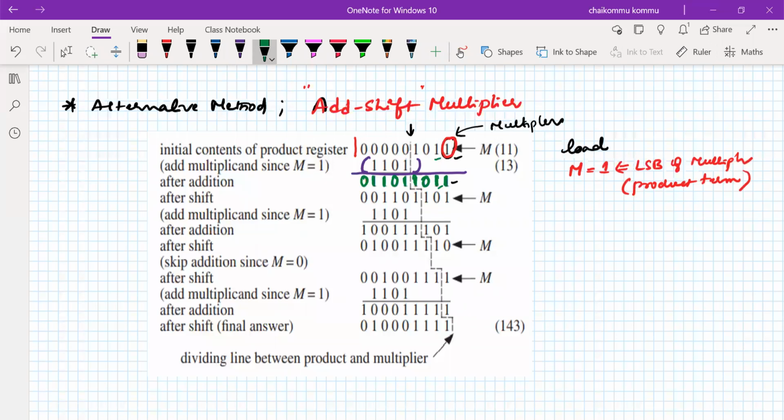Now, again we have to check the 1. Whenever we add the multiplicand, immediately after we have to perform the shift operation. So what happens here when we shift 0, 1, 1, 0, 1, 1, 0, 1, 1? We have to shift towards the right side. So here this is the vacant position. This comes here. This is 1, 0, 1, 1, 0, 1.